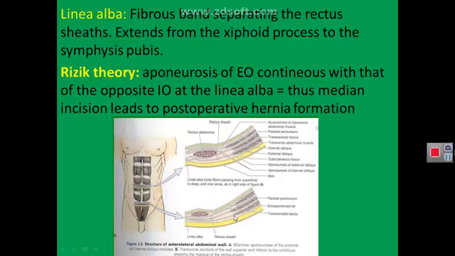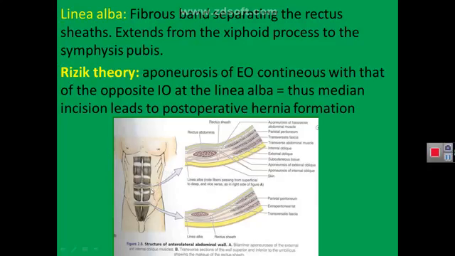He found that the fibers of these aponeuroses cross from the right to the left, or from the left to the right, at the linea alba. So the linea alba is a site of intersection of the aponeuroses of the flat muscles: the external oblique, internal oblique, and the transversus abdominis. Specifically, he found that the aponeurosis of the external oblique on one side crosses at the linea alba to be continued with the opposite aponeurosis of the internal oblique.